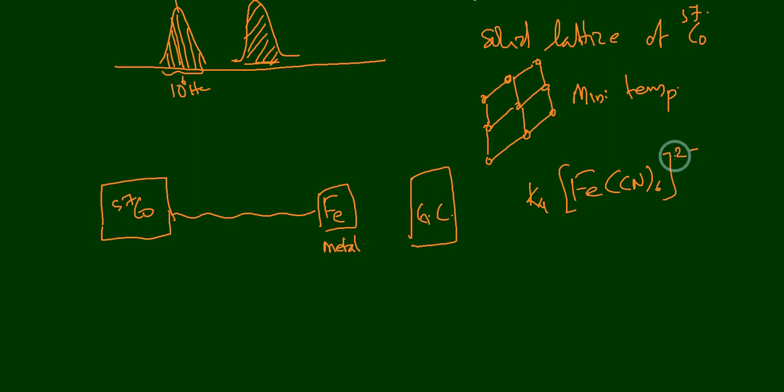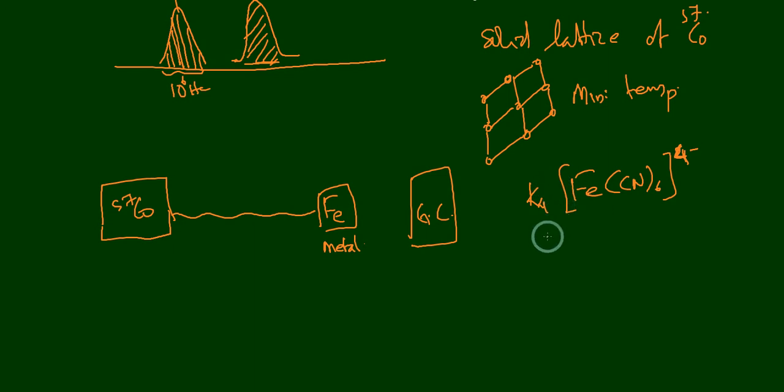Actually, this is K4[Fe(CN)6]. Only the complex ion has the charge of 2 minus. No, the complex ion will have a charge of 4 minus. I am very sorry, my brain is not working. That is why it will be neutralized by the potassium.